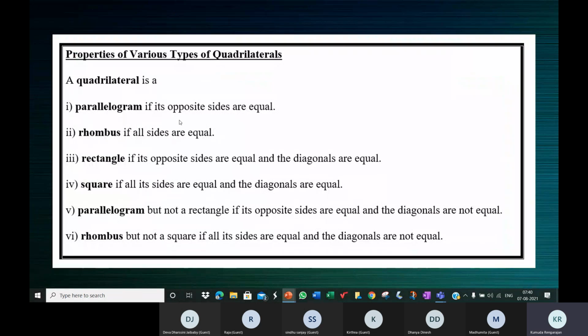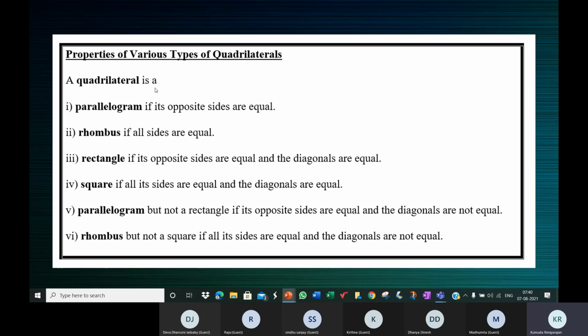So children, I was telling you about the definition, you remember the way we understood. If it's a parallelogram, that means both pairs of opposite sides are parallel. That only is the definition. I've just differentiated the quadrilaterals using the sides, opposite sides and diagonals based on equality or inequality.